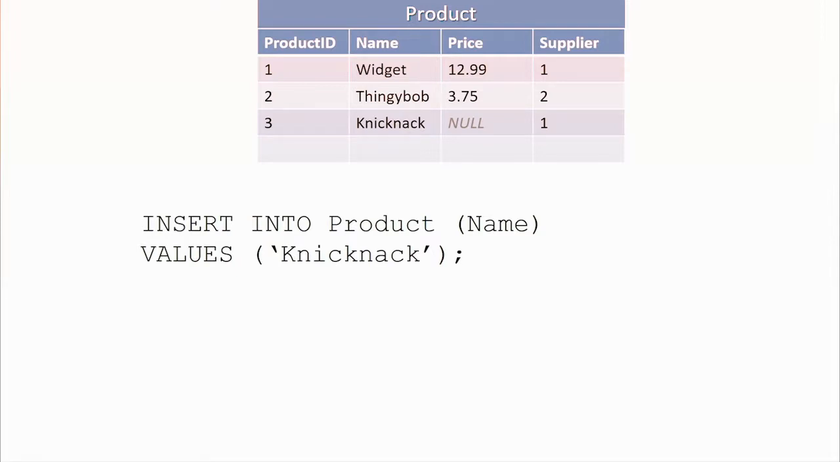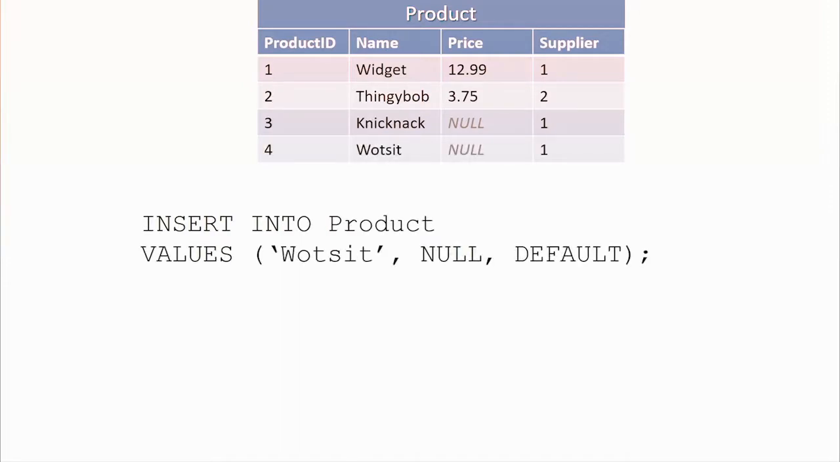So the rule is, if there's a default, you'll get the default. If not, and it supports nulls, you'll get a null. If it doesn't support nulls, you'll get an error at that point. So if I do something like insert into product, in this case, I'm explicitly saying null and default. I can do it that way as well if I know I want to insert null and default.